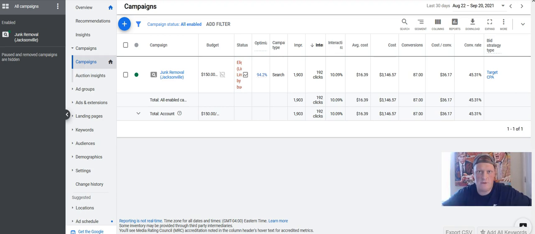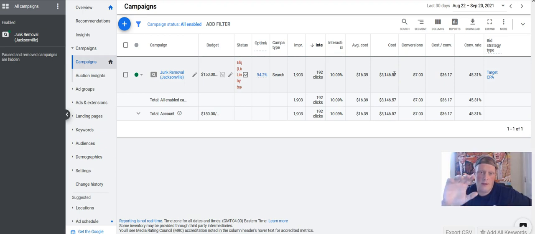We specialize in lead gen for local businesses, and one of my favorite niches is the junk removal space. This is a junk removal client of ours in the Jacksonville, Florida market who is absolutely crushing it, and over the last 30 days has gotten 87 leads, and he's at a cost per lead of about $36, and his conversion rate in the campaign is 45%. So this particular client is doing very well, and has spent roughly a little over $3,000 over the course of the month, and is growing the business.